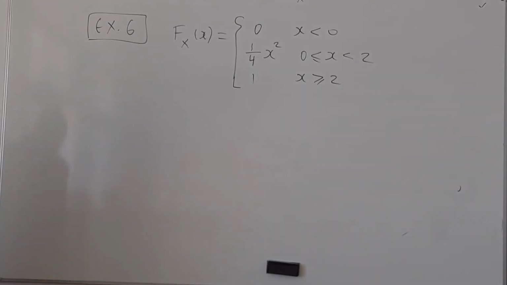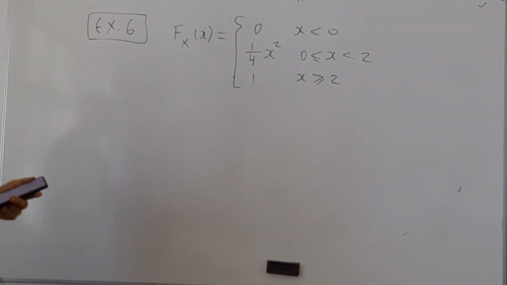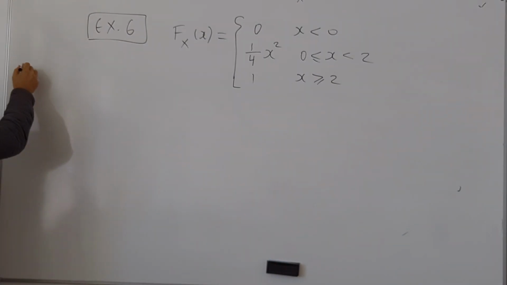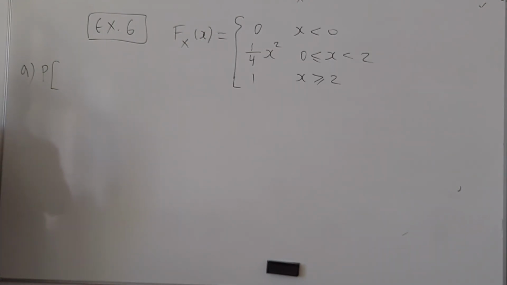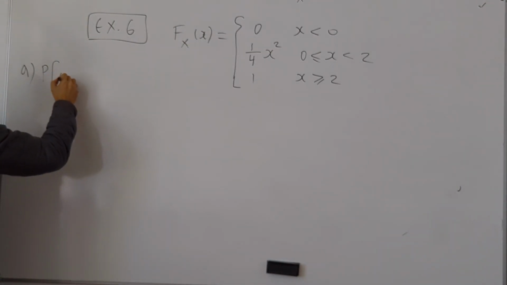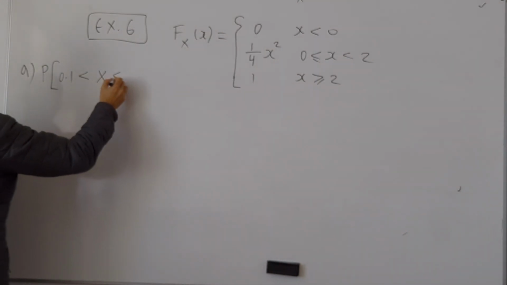Let me check here the questions. So, exercise 6. The first question is for probabilities in 2 intervals. I will do only one of them, because the other is done in the same way. So, the first question is the probability that x assumes values between 0.1 and 0.3.